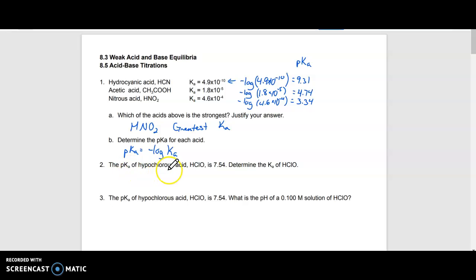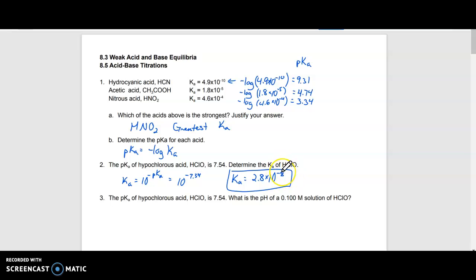Okay? To undo a pKa, you need to be able to do that too. So it says the pKa of hypochlorous acid, HClO, is 7.54. Determine the Ka value of HClO. I want you to do that and then pop right back here in a second. Hold tight. And we get this. So something just to watch out for. Ka values, again, they don't have units either, so you don't need them.